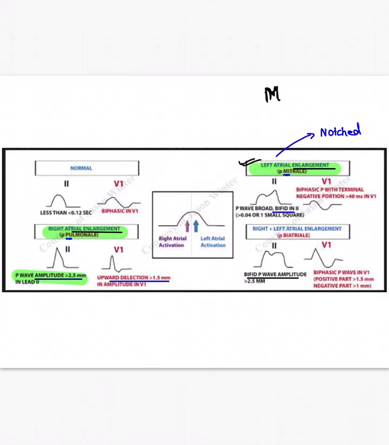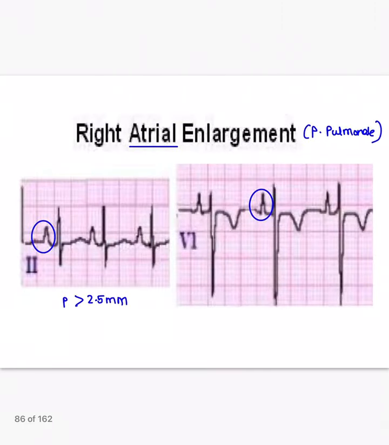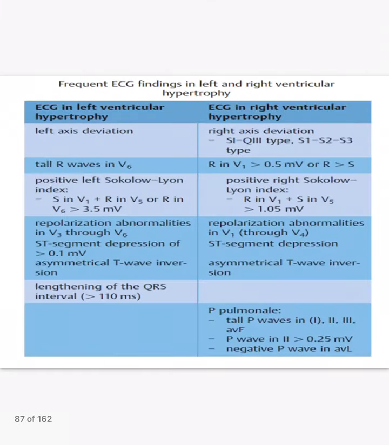When you see the right atrial, that is P pulmonale, so the amplitude is higher. That is important. This is the left atrial enlargement. Do you see the bifid graph? Left atrial, remember, left atrial means atria side mein, that is mitral. So there is a notching of the wave. Right atrial, that is P pulmonale, it's more than 2.5 mm.